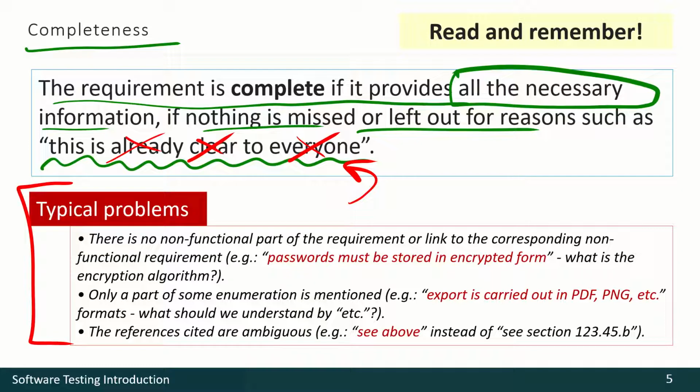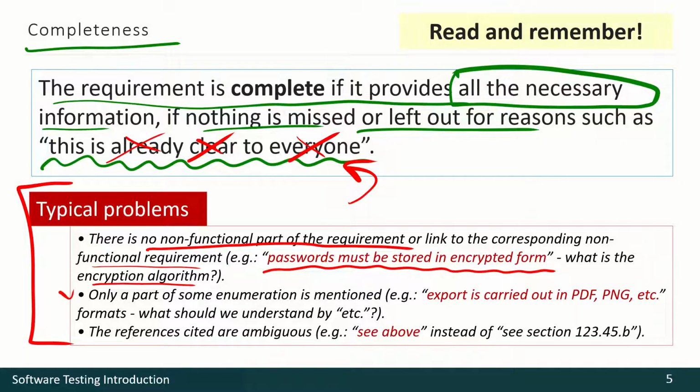Typical problems. The non-functional part is somehow missing from the requirement. For instance, passwords must be stored in an encrypted form. What are the algorithm and other technical details here? This is not enough to develop some module of the application.